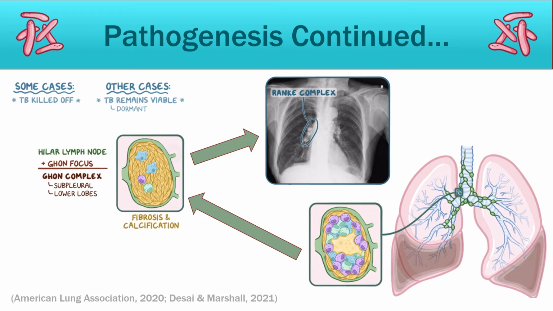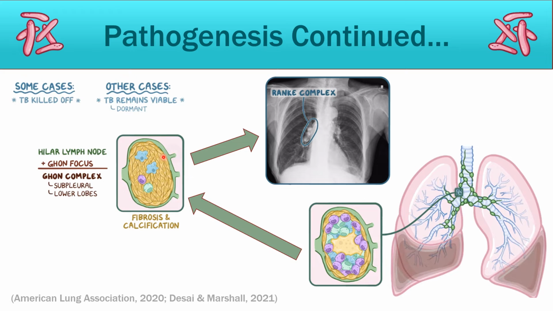As these Ghon foci are forming and the body is trying to keep the spread of the bacteria in check, the tuberculosis can actually spread to what are called the hilar lymph nodes. They're either carried over there by the immune cells through the lymph, or a direct extension of the Ghon focus infection causes caseation. Together, these caseating tissues and associated lymph nodes make up what's known as the characteristic Ghon complex. This is what it looks like in the lymph node, and the Ghon complex is what it looks like over here.